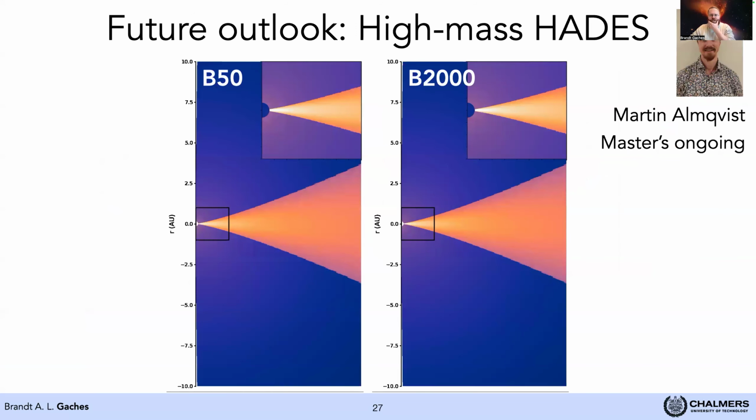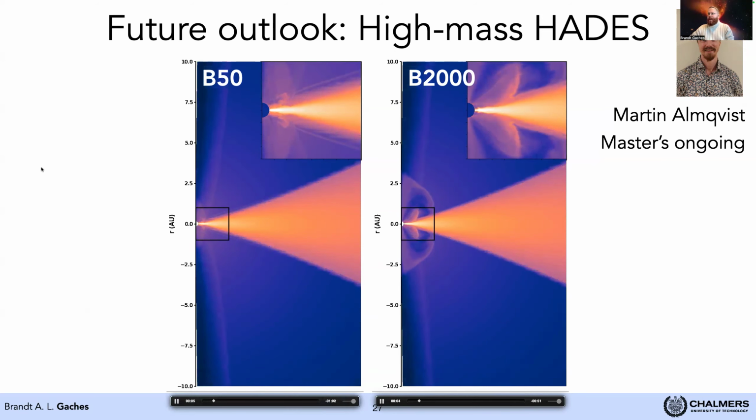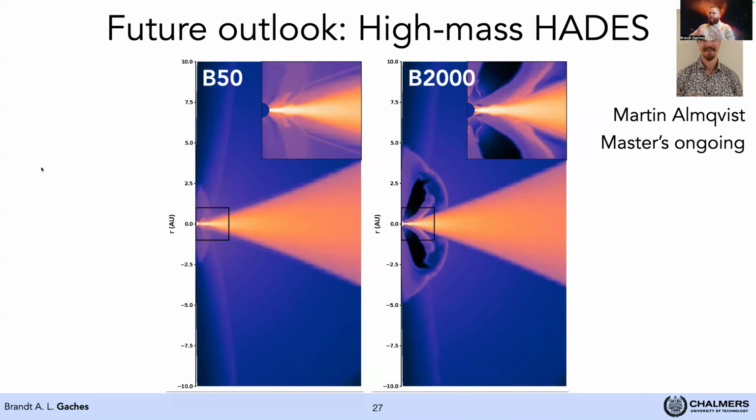And finally, there's a master's thesis ongoing where we've instead scaled everything up to basically an 8 solar mass protostar, and are looking at 2 cases out to much further radius. So we've scaled everything up so that it's all self-consistent. The left is a 50 Gauss field, and the right is 2,000 Gauss for a high mass protostar, an 8 solar mass star. Not playing them at the same time. And you see that there are still quite big differences here.